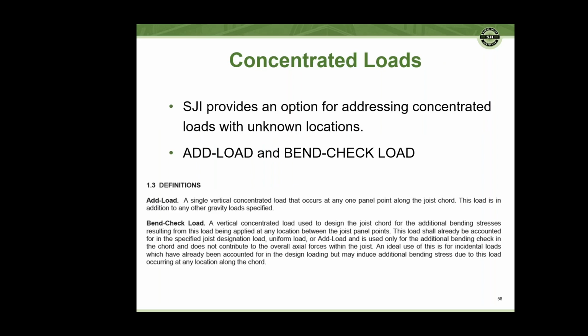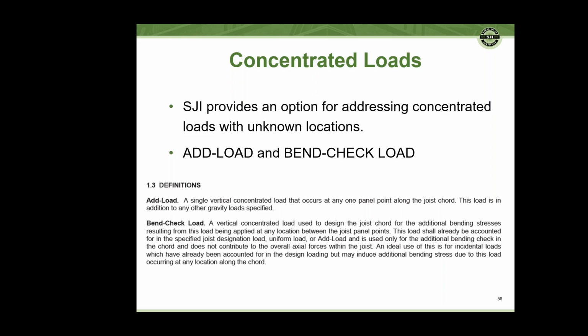the definition of concentrated loads. And there's 2 terms that SJI has in the specifications, an add load and a bin check load. So an add load, a single vertical concentrated load that occurs at any one panel point along the joist chord, and it's in addition to any other gravity load specified. So it's an additional load at any panel point. A bin check load is a vertical concentrated load used to design the joist chord for additional bending stresses resulting from that load being applied between 2 panel points. So it's a local design check, and it's not in addition to.